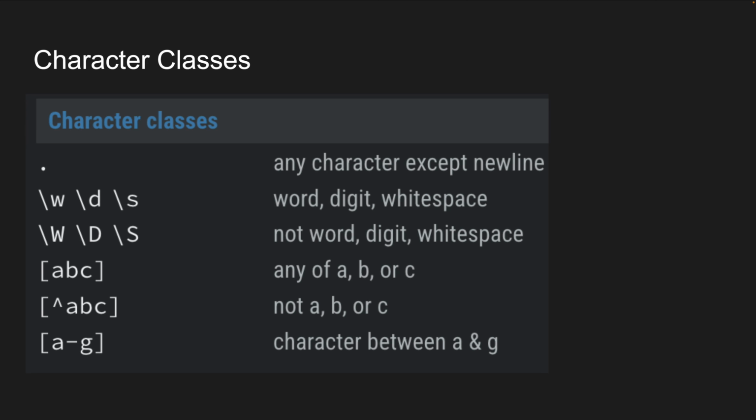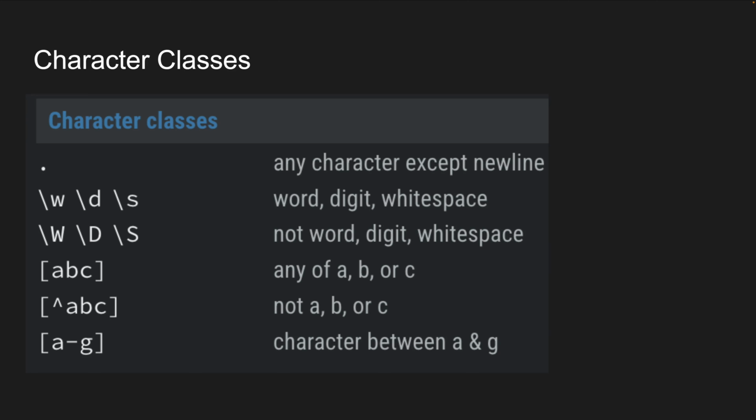And the uppercase versions are essentially inverses of those. So capital \W would be any non-alphanumeric character or underscore, capital \D would be any non-digit, and \S would be any non-white space.